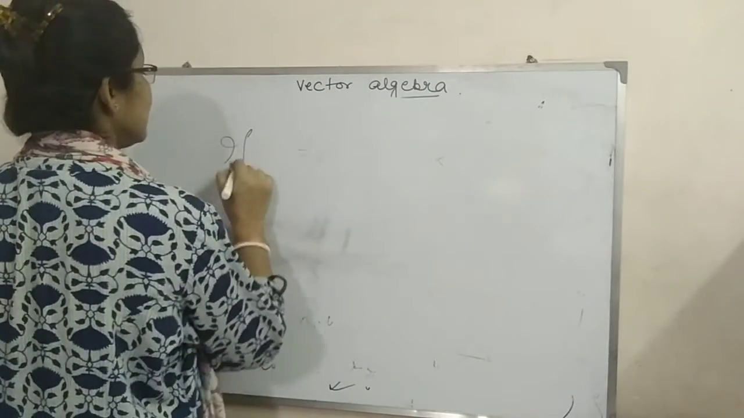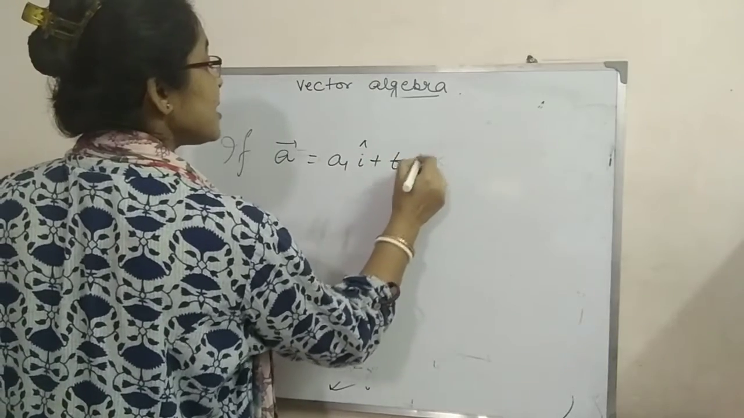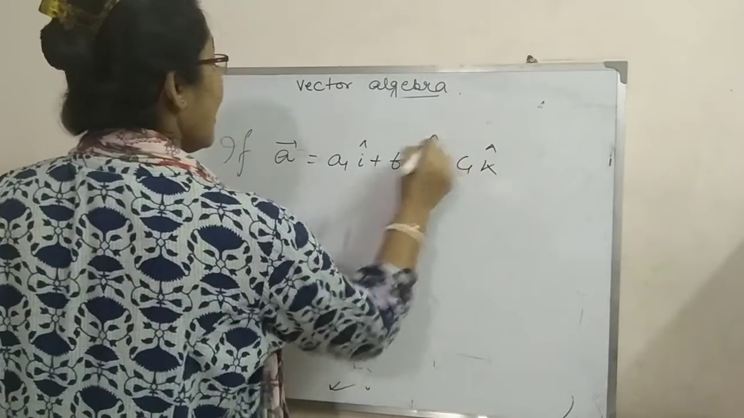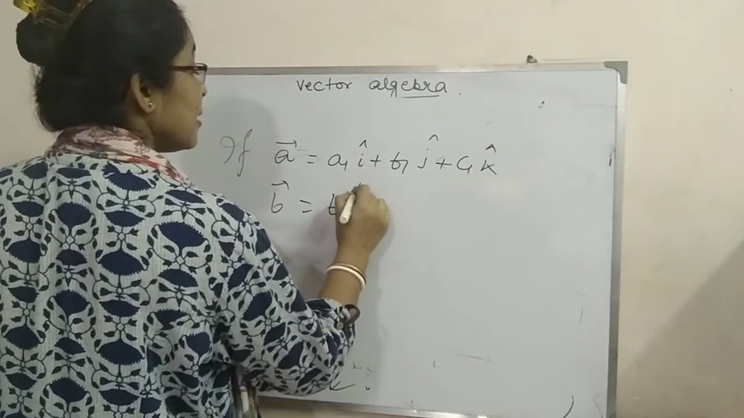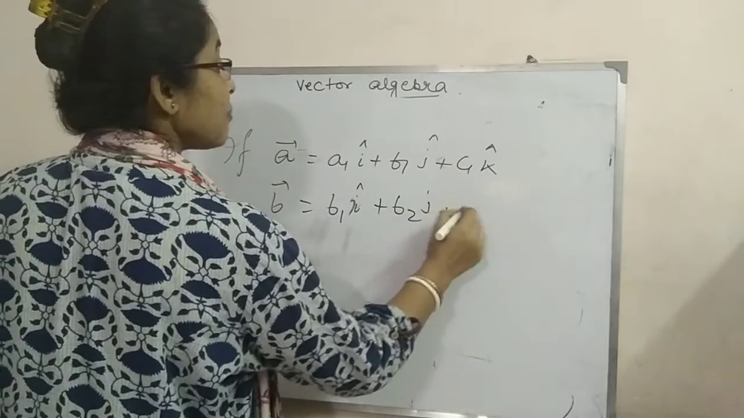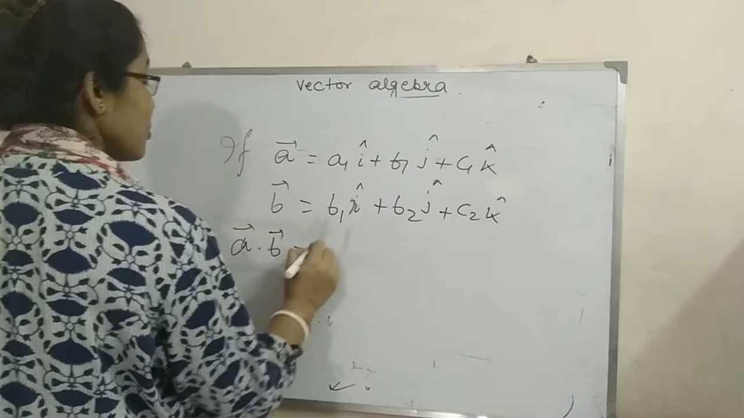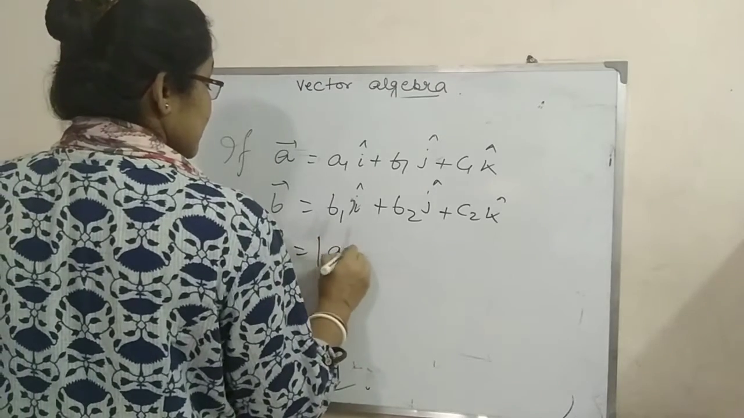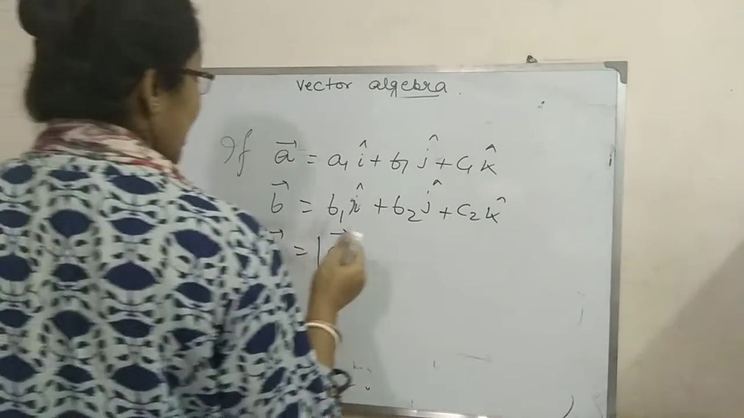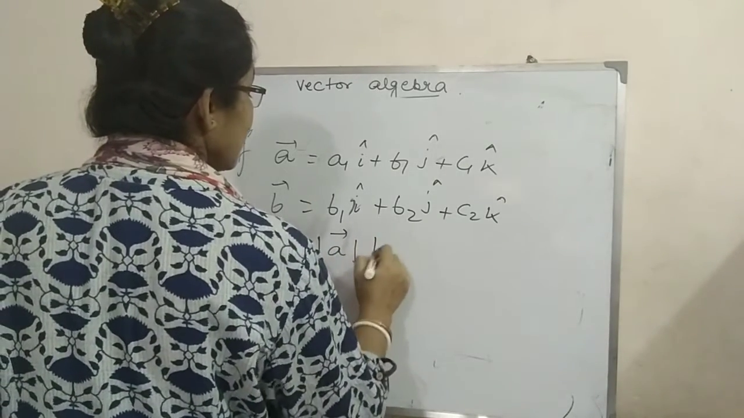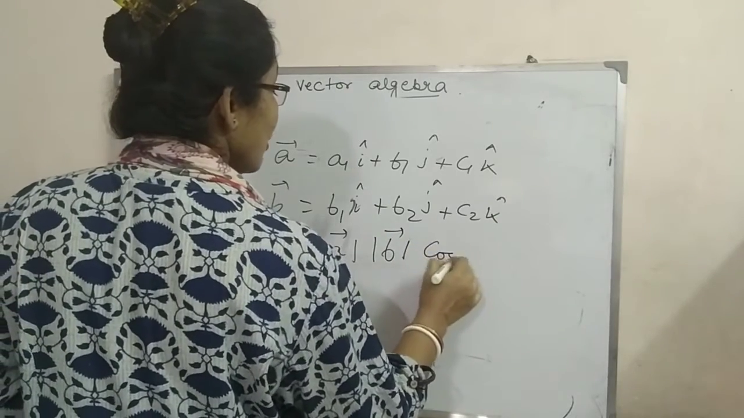If vector A is a1 i plus b1 j plus c1 k, and vector B equals a2 i plus b2 j plus c2 k, then the dot product of A and B equals modulus A modulus B cos theta.